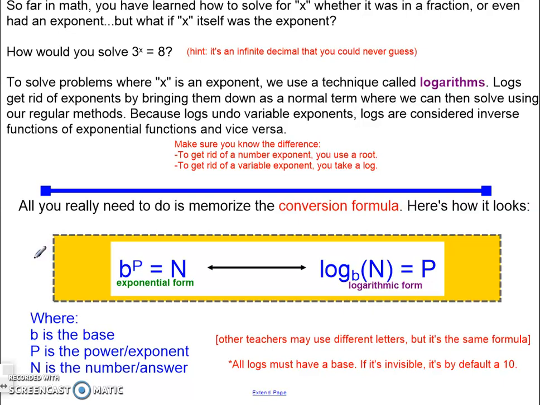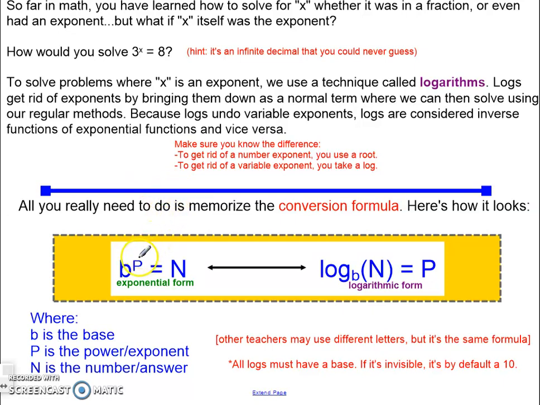That's because logs are considered to be the inverse of exponential functions, and exponential functions are the inverse of logarithmic functions. Just remember, when you want to get rid of a number exponent, you use a root. But if you want to get rid of a variable exponent, you have to use logs. The formula that we're going to use to convert from one format to the other is in the box below.